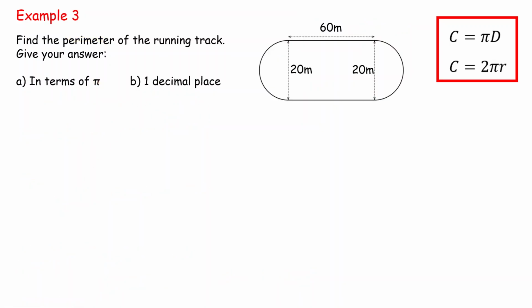Okay, example 3. So maybe now you're getting a bit more confident with this. You can try and get the perimeter of perhaps this one on your own, and then you can check with my working at the end. So this time you want to get the perimeter of this running track. So you want to get the distance around the outside of this running track like this.